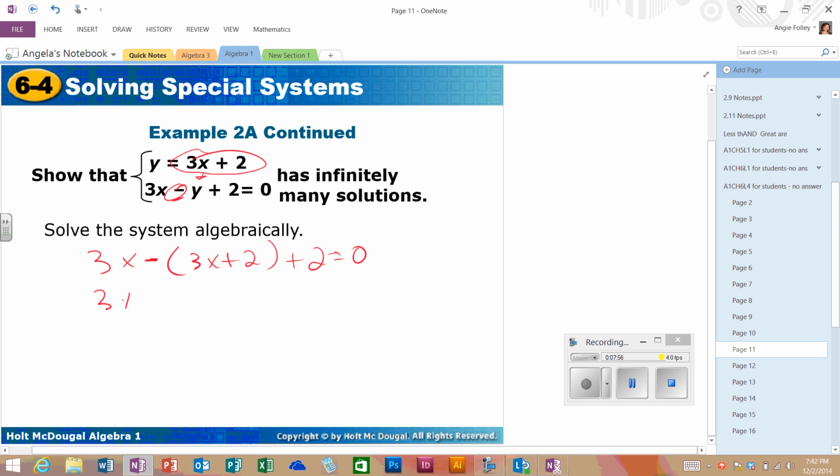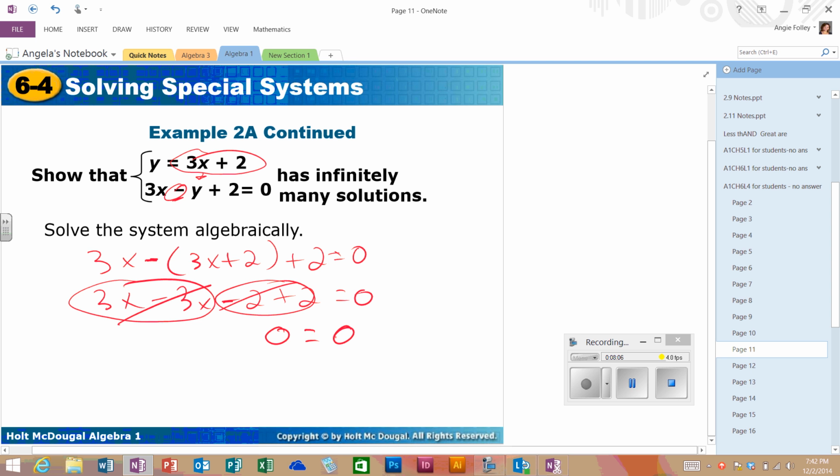So now that makes this a minus 3x and a minus 2 and a plus 2. Well, what happens to these? These all cancel, and we get 0 equals 0. So that is true. It's a true statement. So therefore, if it's true, they're right on top of each other, and that is a consistent system. They're the same lines, okay?